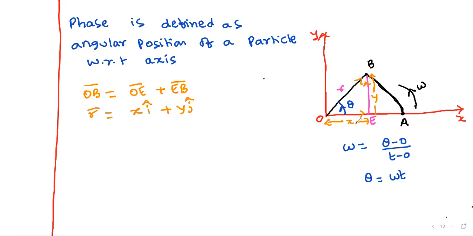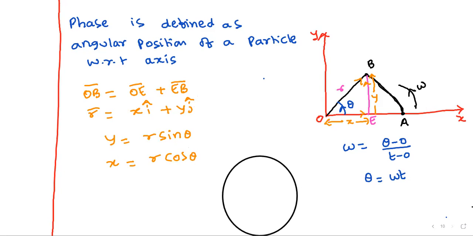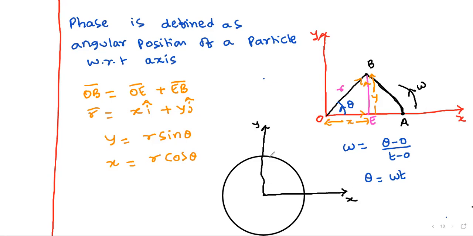So I can write Y is equal to R sin theta, X is equal to R cos theta. Suppose let us consider the particle is moving in a circular path. This is my center, with the center of the path we are considering the X and Y plane. Initially the particle is at point A. By applying a force, the particle is moved to point B such that it has an angular displacement theta.